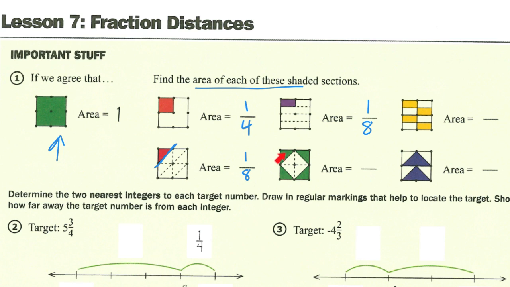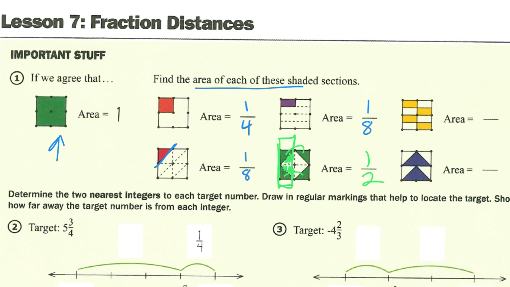In this next one, I can see that I have 4 of these triangles shaded. Now I'm visualizing it as I could put together 2 of these triangles to make one whole square, and I could put together 2 of these triangles to make one whole square. So I would have this much shaded, which is going to be 1/2 of the total area.